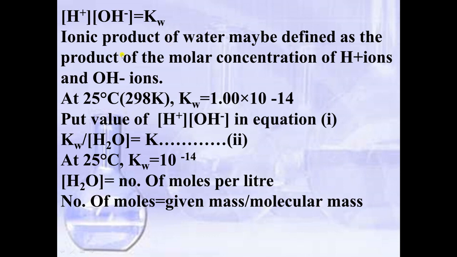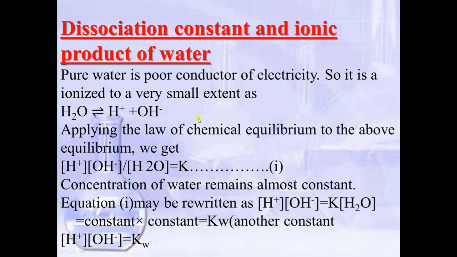Ionic product of water is the product of the concentrations of the H positive ion, or hydronium ion, which can be written as H3O positive, and the OH negative ion. Now at 25 degrees Celsius, the value of Kw is fixed, which is equal to 1 into 10 to the power minus 14. Now look at this equation, equation number 1. Instead of the concentration of H plus and OH negative ion, we can write Kw because this is equal to Kw. So in place of this, in this equation we will write Kw.